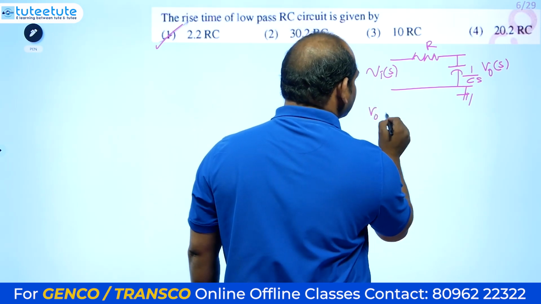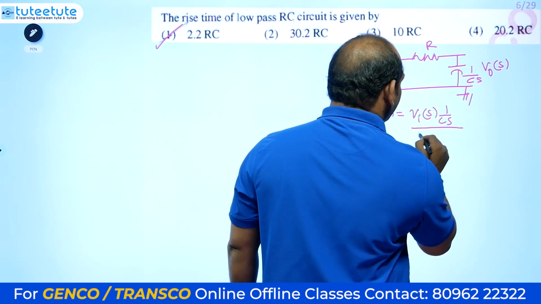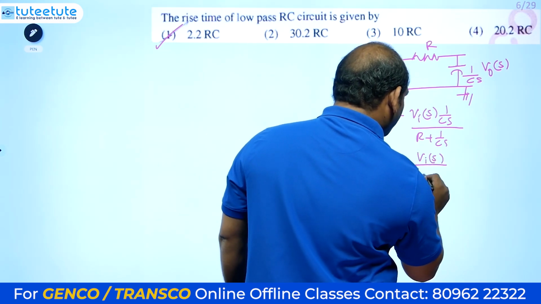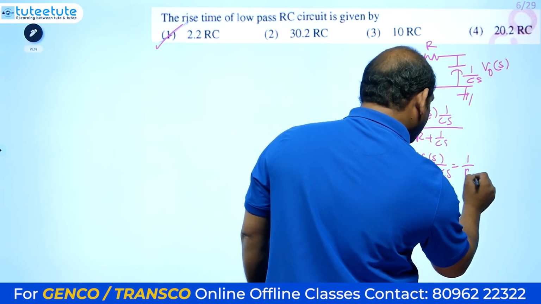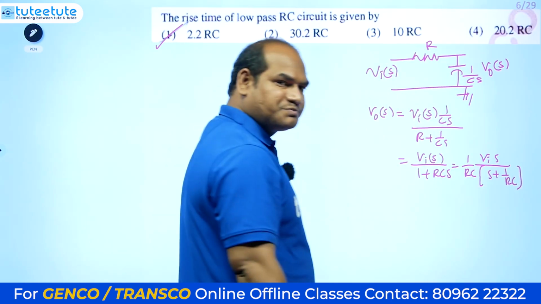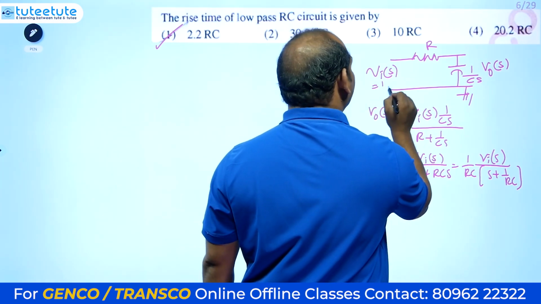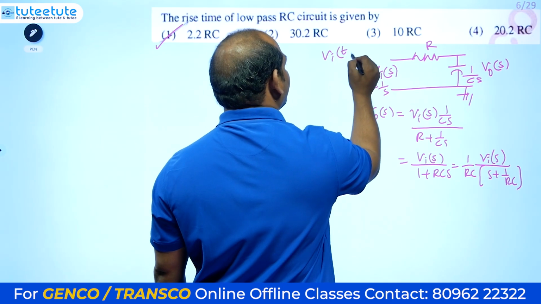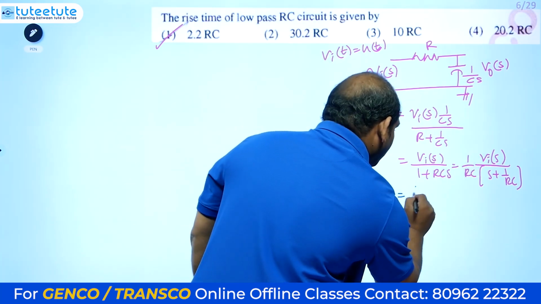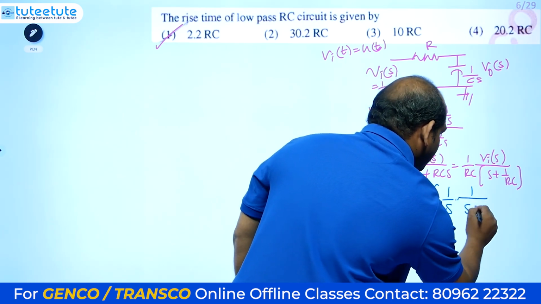You can take V naught of S equal to, according to the voltage division rule, Vi of S into 1 by Cs divided by R plus 1 by Cs. That equals Vi of S by 1 plus RCS. Taking 1 by RC common, it is Vi of S into 1 by RC divided by S plus 1 by RC. Take Vi of S equal to 1 by S, because Vi of t is a unit step signal, Vi of t equal to U of t. So substituting here, you get 1 by RC into 1 by S into 1 by S plus 1 by RC.